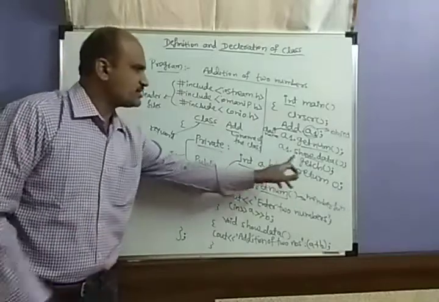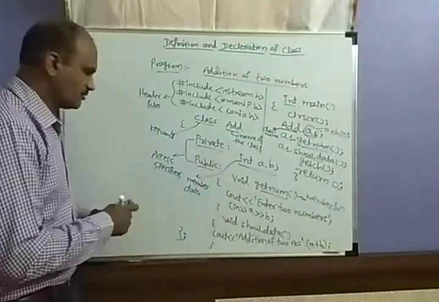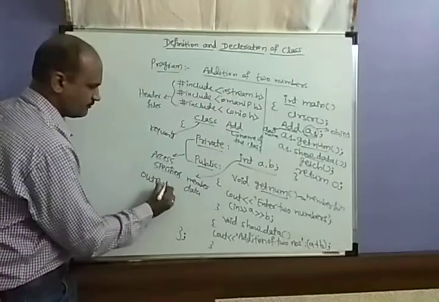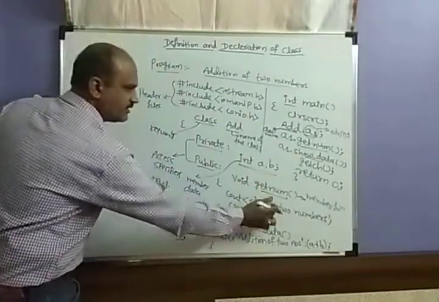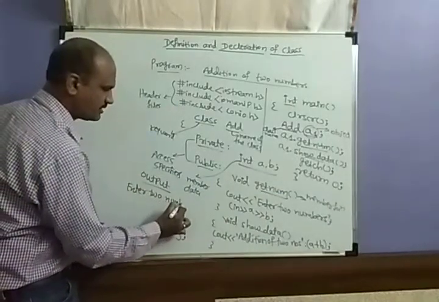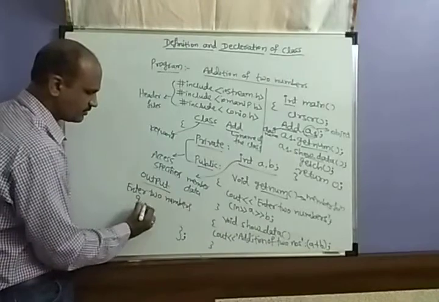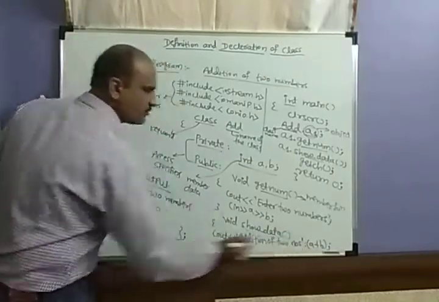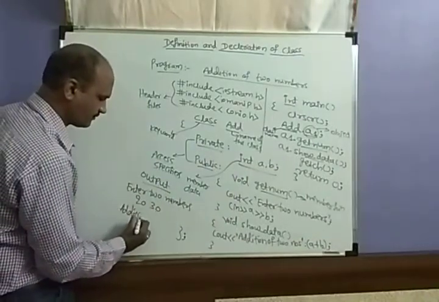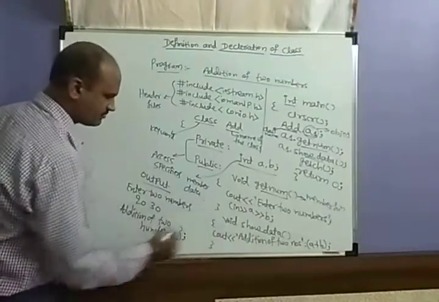So what will happen? First it will access getnum, and from getnum it will read. Your output will be like this: first it will come to this function, so it will print "Enter two numbers." We read the two numbers, that is 20 and 30. Then the addition of two numbers, that is the second function we are calling. It will print a plus b, that is 50.